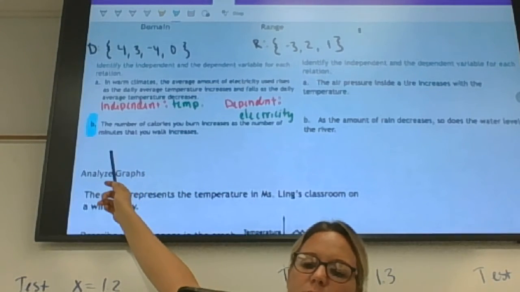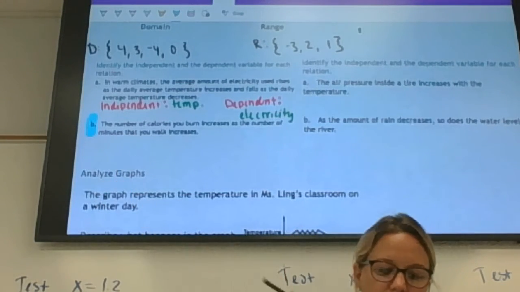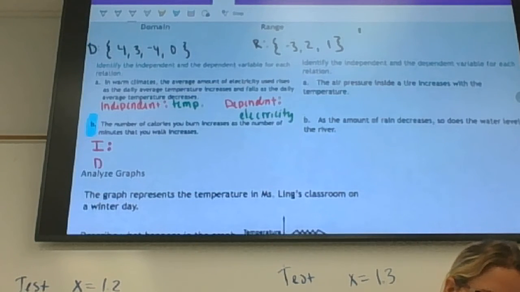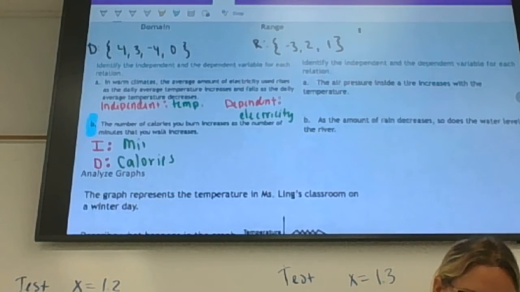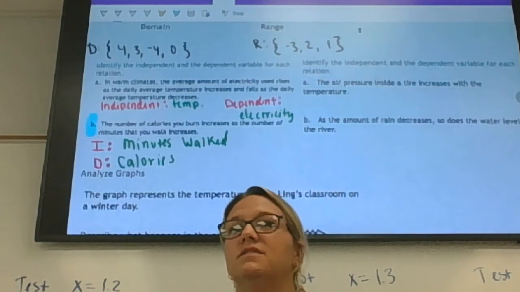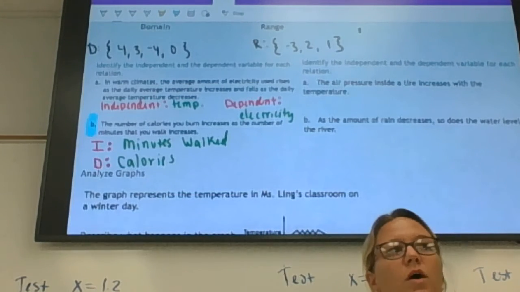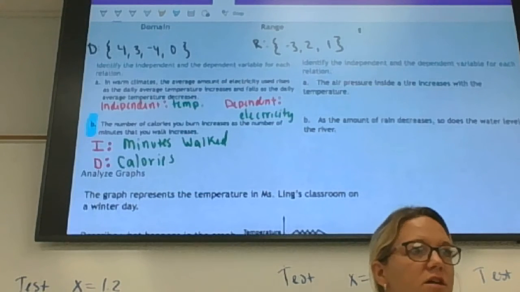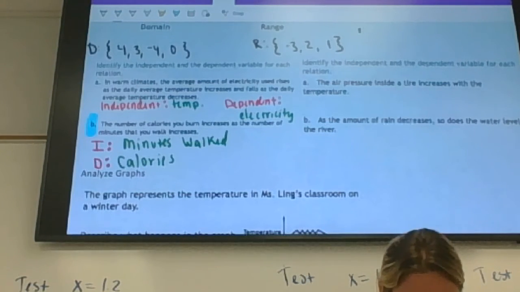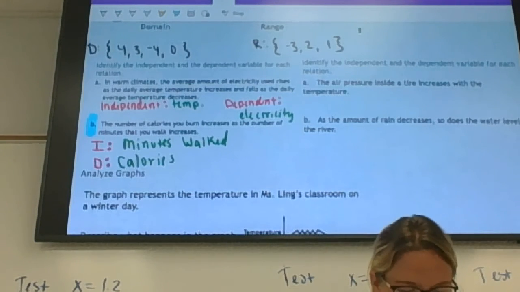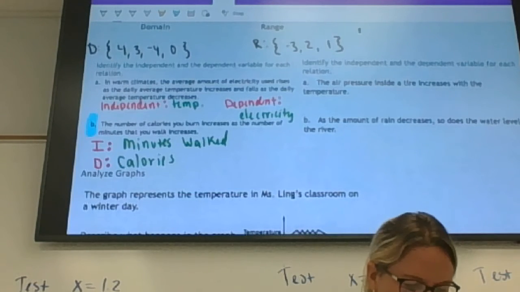The number of calories you burn increases as the number of minutes you walk increases. Capital I for independent, capital D for dependent. All right, the number of calories I burn today depends on how long I walk. If I walk a lot, I'm going to burn calories. If I sit still, I'm not going to burn as many calories. The number of calories I burn depends on the number of minutes I walk. All right, let's go to the next one.